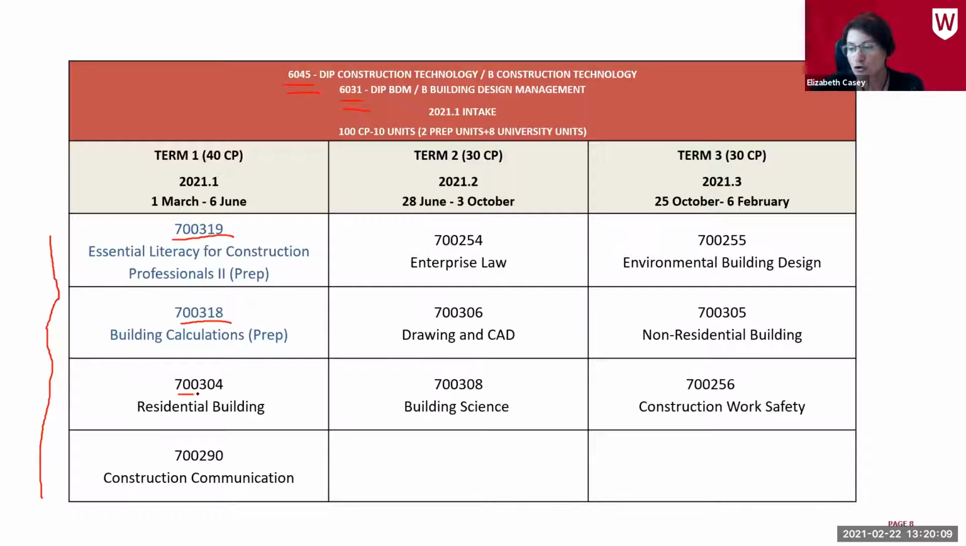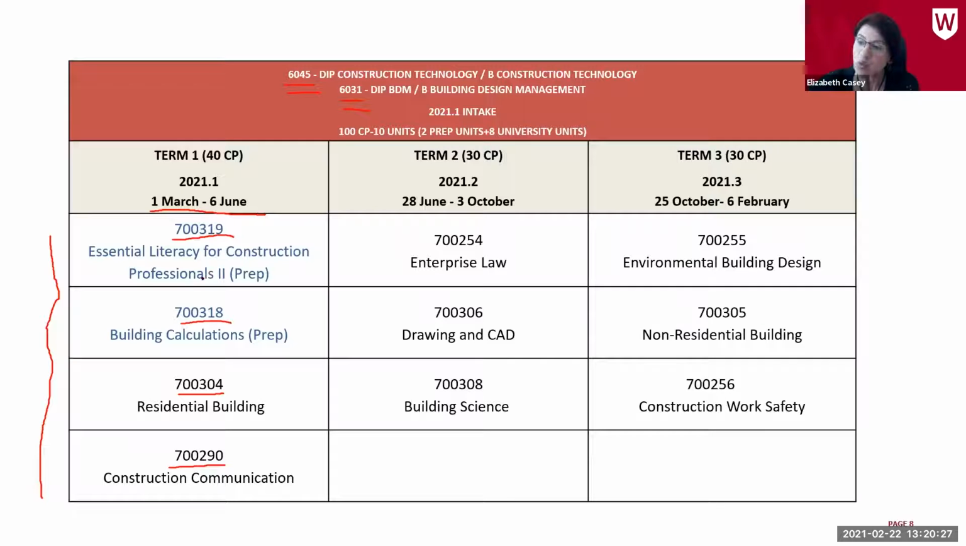A unit code. So that unit code is important, because when you enroll in your units, you always need to know your unit code. Okay. And the information we also have here are the dates of term 1. So term 1 goes from the 1st of March to the 6th of June.